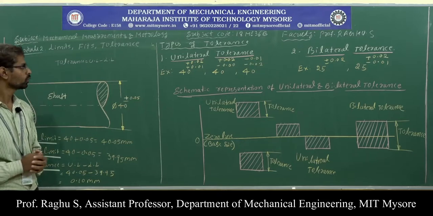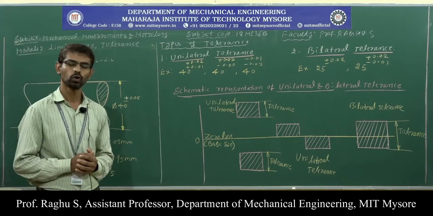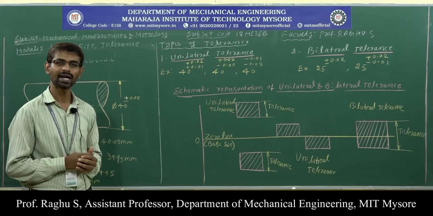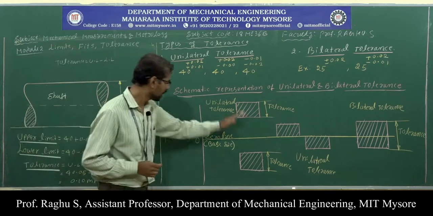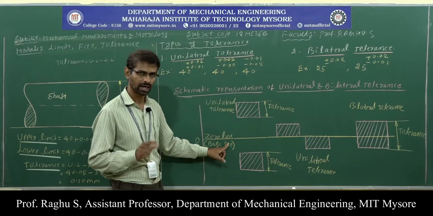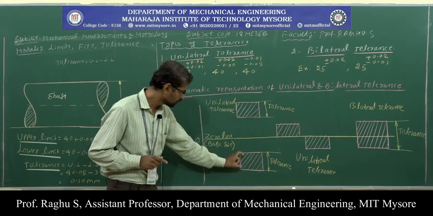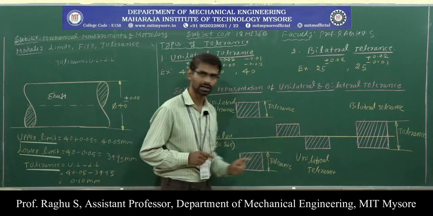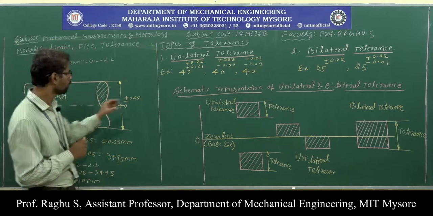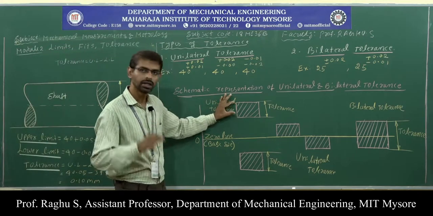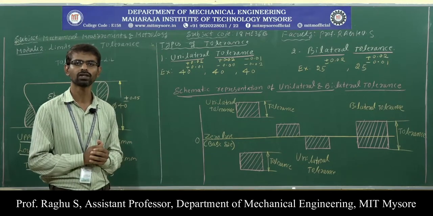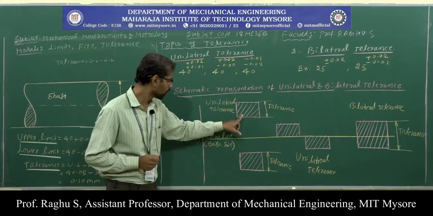Next, coming to types of tolerance. Mainly we have unilateral tolerance and bilateral tolerance. So what do you mean by unilateral tolerance? Here from this diagram we can observe that this is the zero line or basic size. This is unilateral tolerance, and this is also unilateral. But before that, first let us discuss what we mean by tolerance zone. Tolerance zone is nothing but the zone between upper limit and lower limit. Here this is the tolerance zone.